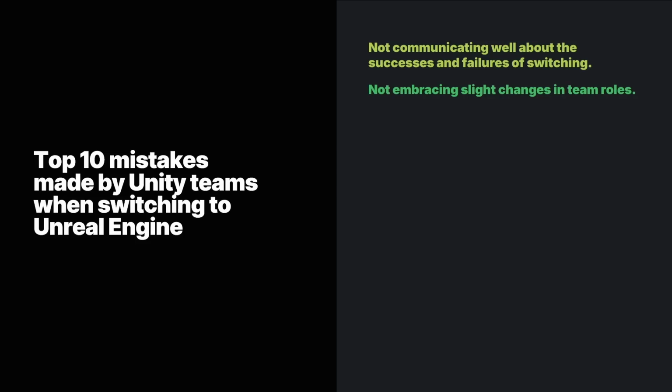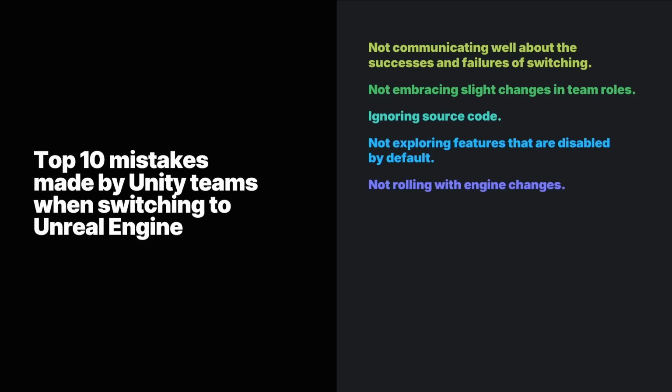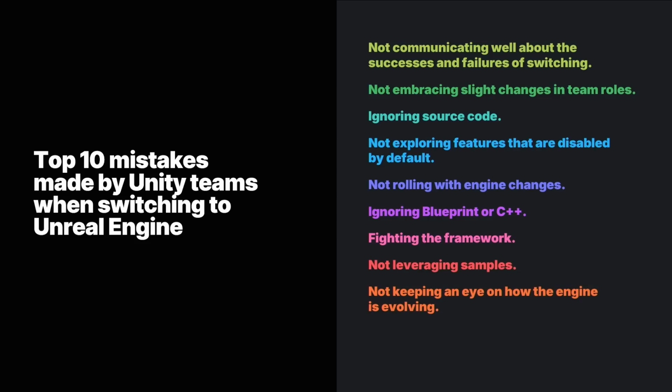So, as I said, let's do a quick recap on the top 10 mistakes. We've got not communicating well about the successes and failures of switching, not embracing the slight changes in team roles that may be there, ignoring source code, not exploring features that are disabled by default, not rolling with engine changes where you can, ignoring Blueprint or C++, just generally fighting the framework, not leveraging samples, not keeping an eye on how the engine is evolving and being used, and not getting involved in the community.